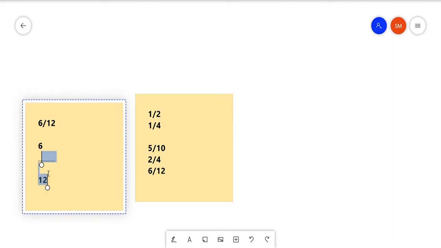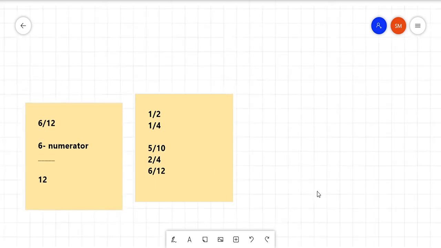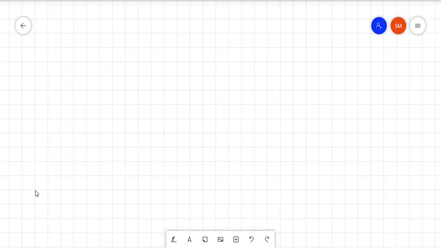So the top part of a fraction is called the numerator. The numerator is the number of the fraction that tells how much it should be. So if we have a pizza, imagine there was a pizza over here.